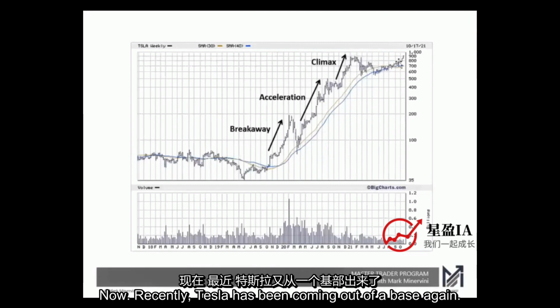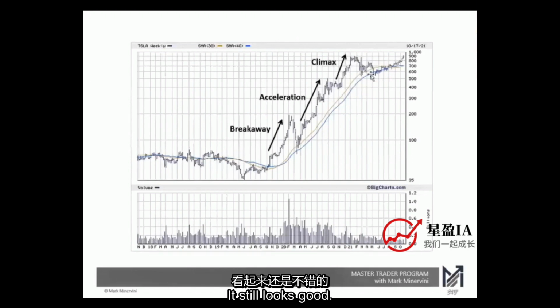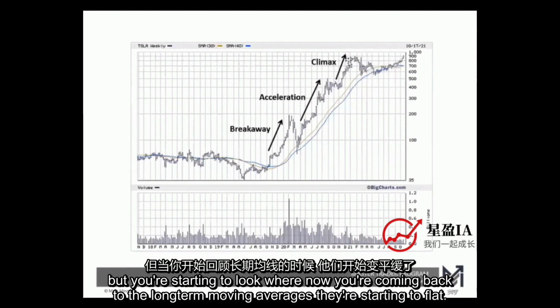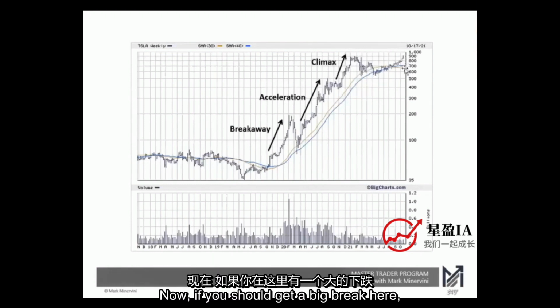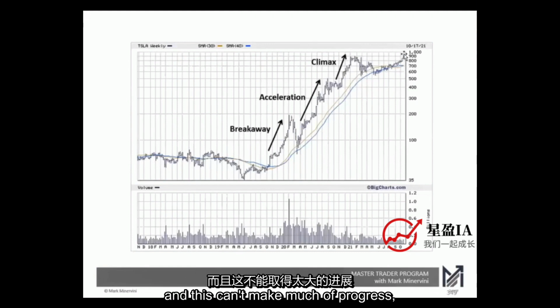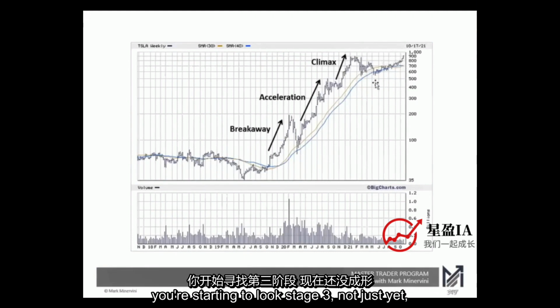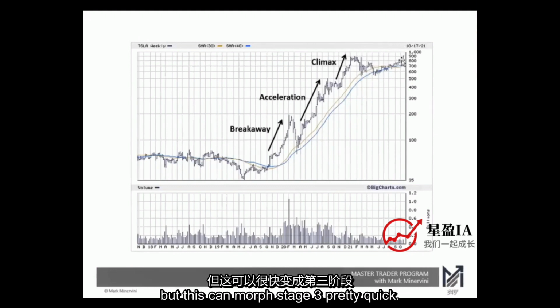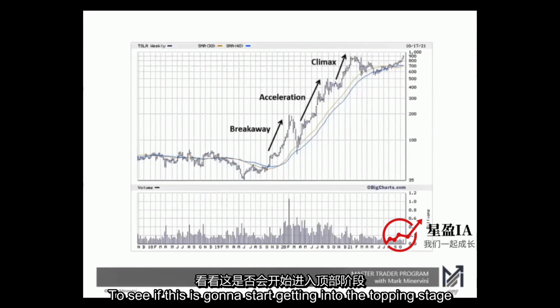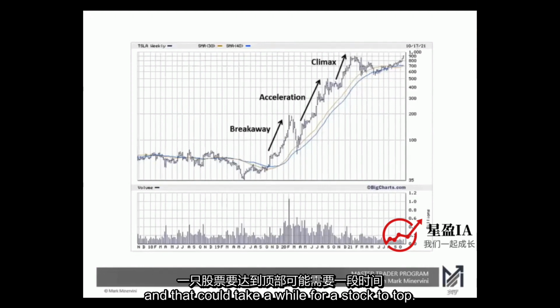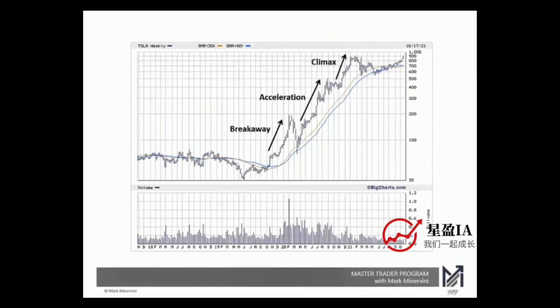Now, recently, Tesla's been coming out of a base again, and it still looks good. It built another base here, but you're starting to look where you're coming back to the long-term moving averages. They're starting to flatten out. Now, if you get a big break here, and this can't make much of progress, you're starting to look at stage 3. Not just yet, but this can morph into stage 3 pretty quick. So I'm keeping a close look on this to see if it's going to start getting into the topping stage, and that could take a while. It could take a while for a stock to top.